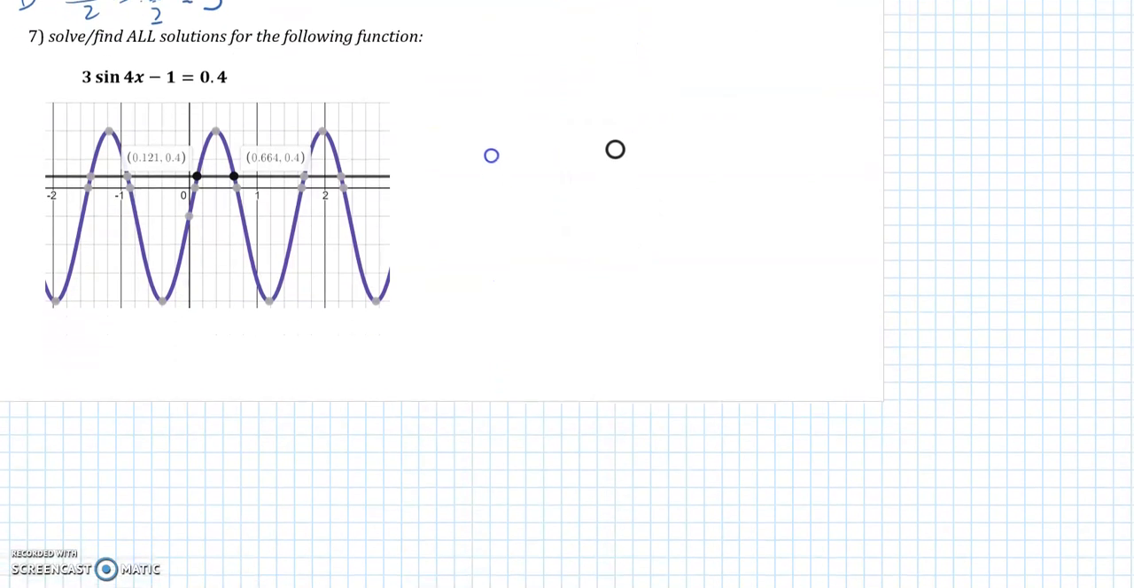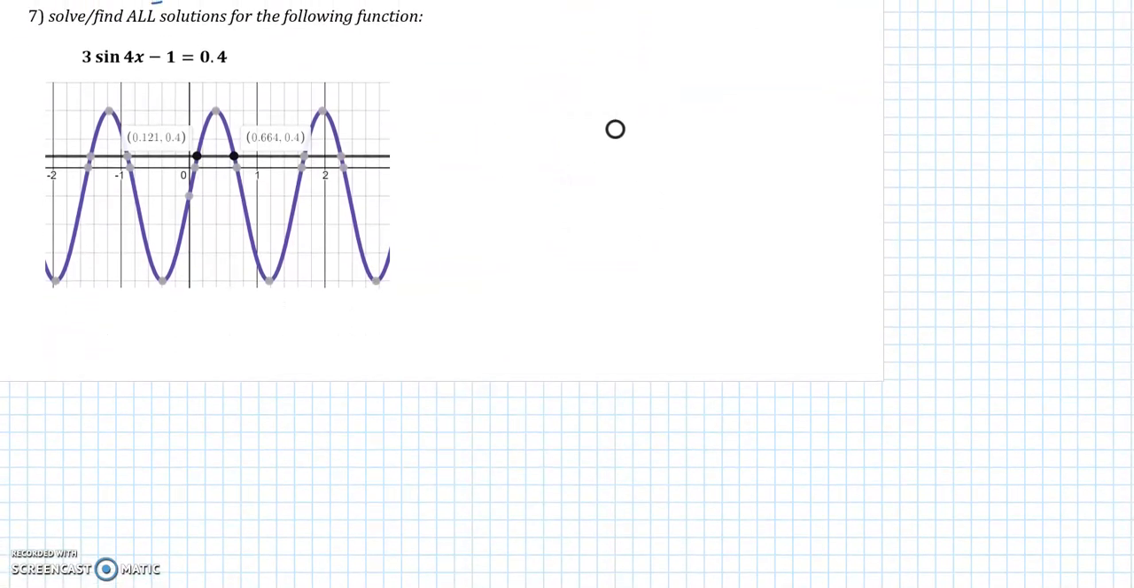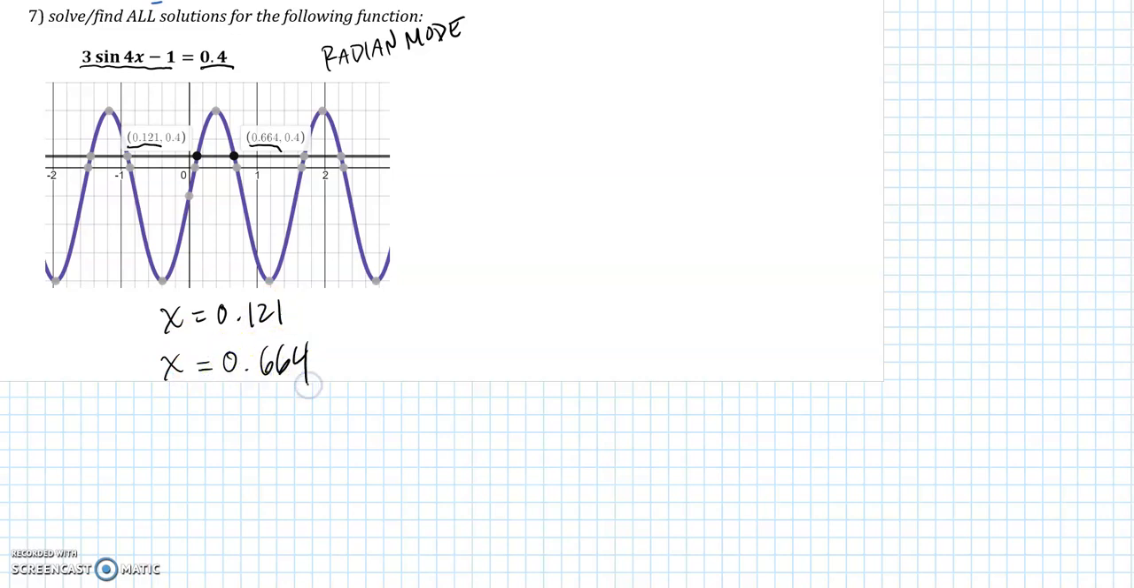Last question. Remember to graph the left side of the equation and graph the right side of the equation. X indicates radian mode. Then look for the first 2 solutions to the right of the y-axis, and so those are x values right there. So x equals 0.121 and x equals 0.664. Those are the first 2 solutions.